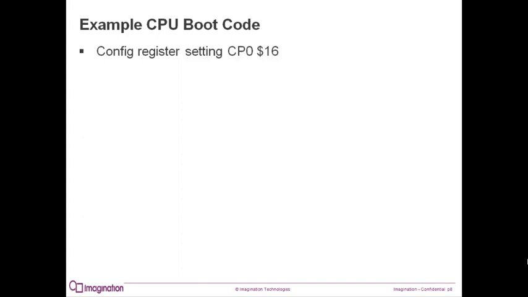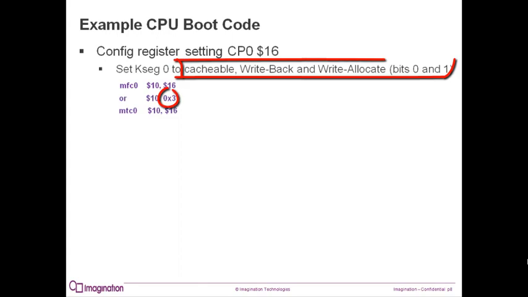The config register controls, among other things, the cacheability of KSEG 0. Setting bits 0 and 1 sets KSEG 0 to cacheable, write back, and write allocate mode.